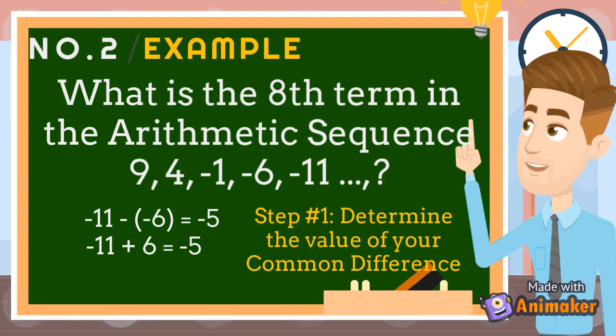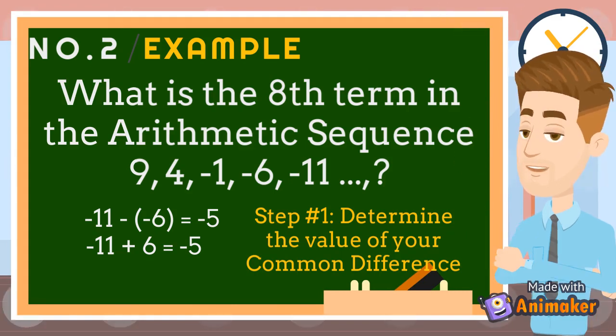Applying the laws of integers, since they are unlike signs, we need to subtract them, and copy the sign of the bigger number. With this, we have -5 as the difference. Next solutions, -6 minus -1 is equal to -5. -1 minus 4 equals -5. And 4 minus 9 is equal to -5. Therefore, our common difference is -5.